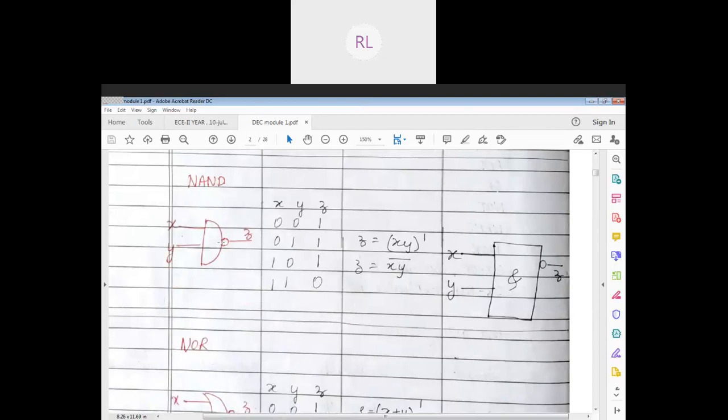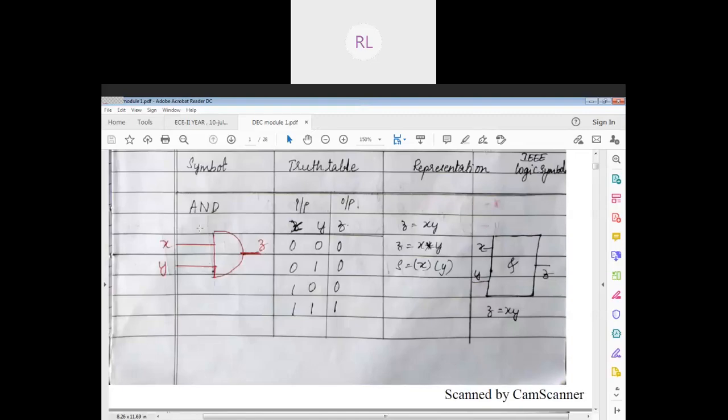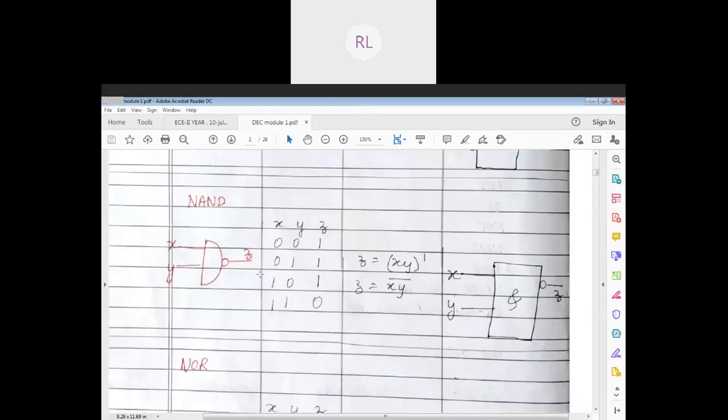Now if you see the NAND gate, the symbol is AND plus a bubble, right? So if you see AND, if you just put a bubble here, this becomes NAND. Without the bubble, it's an AND. So here, whatever values that you see, 0, 0 should actually be multiplied, so it is 0, and at the end negated. So 0 0 is 0 and inversion is nothing but 1.